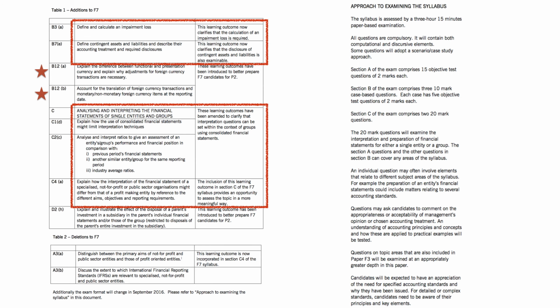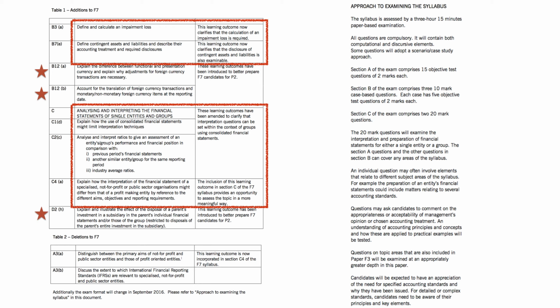The next bit is this, and really again it's clarification. It's saying, look, ratios can be examined in the context of groups or in the context of a single entity. So it's just clarification of that, and that the not-for-profit and public sector organisations may be examined. Again, stuff that really was there previously but is now clarified.